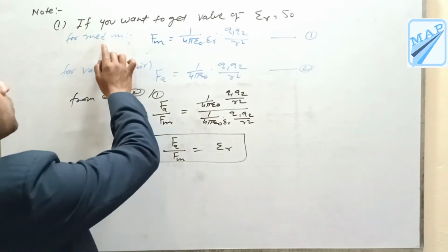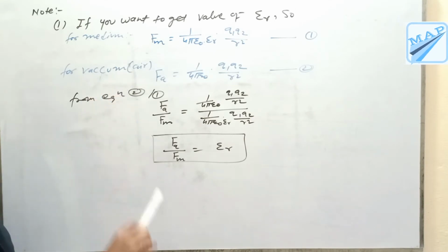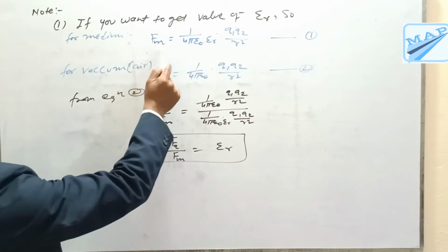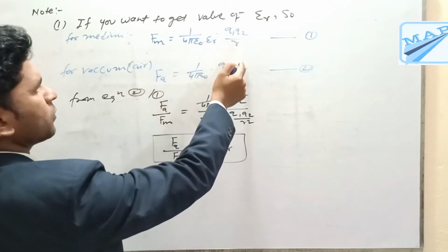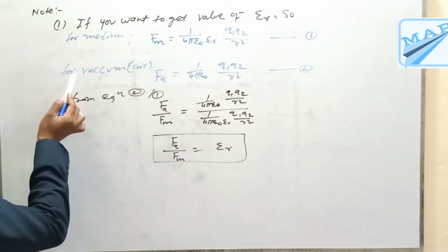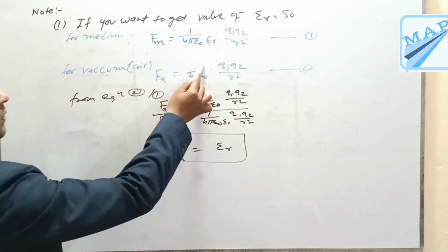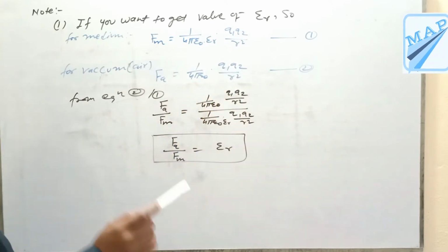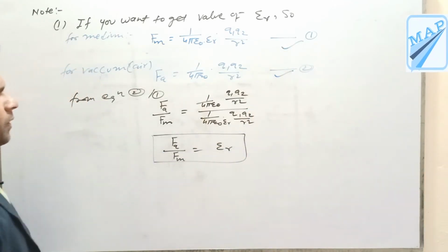If you want to get the value of epsilon r, firstly write the Coulomb force in medium: Fm is equal to 1 upon 4 pi epsilon naught into epsilon r into Q1 Q2 upon R square. Then write another equation for vacuum, meaning air: Fa is equal to 1 upon 4 pi epsilon naught into Q1 Q2 upon R square. Then divide equation number 2 by equation number 1.